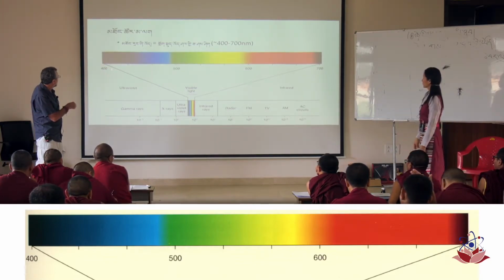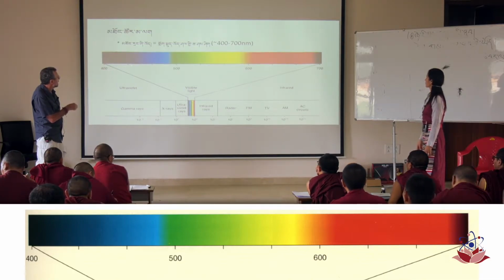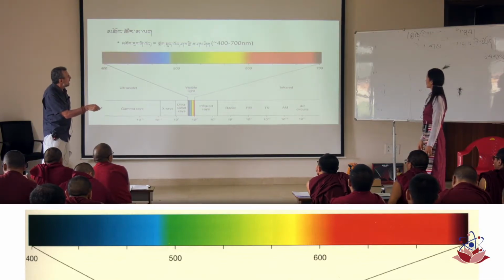So visible light goes from approximately 400 nanometers to 700 nanometers.